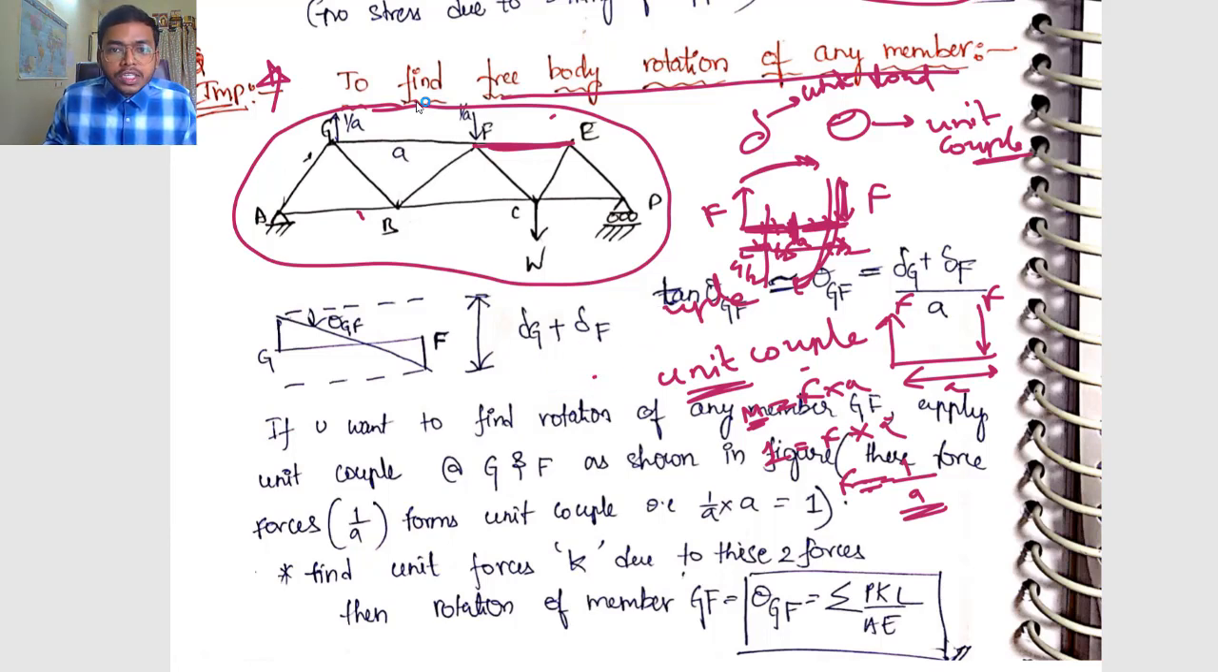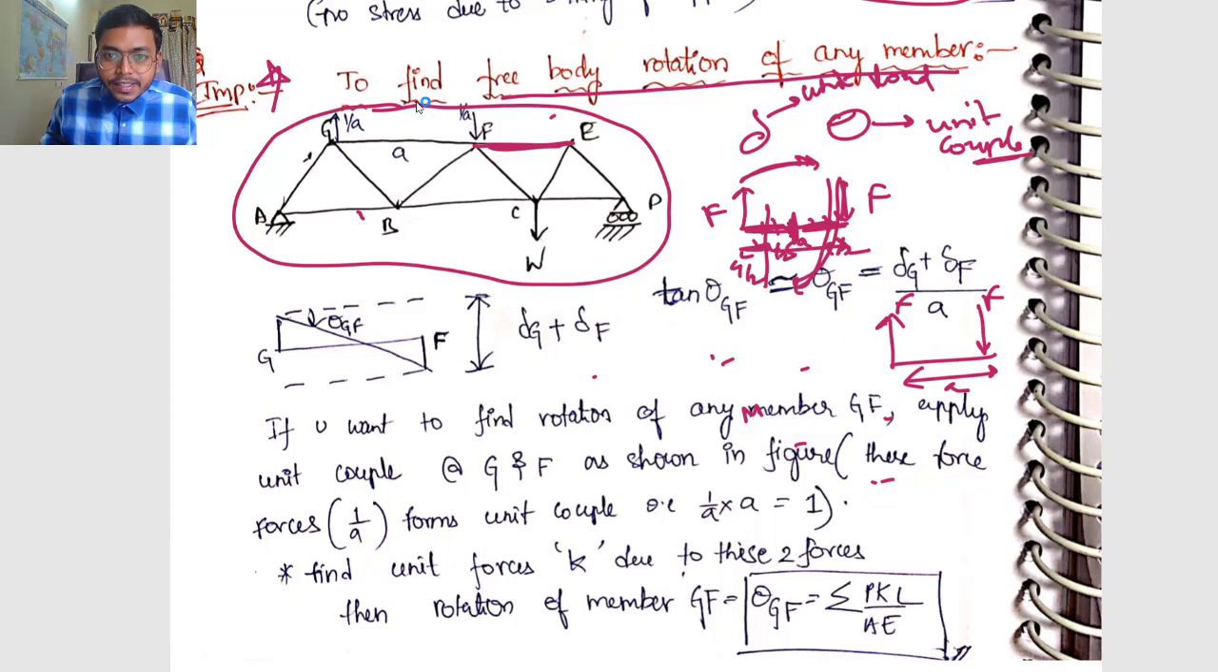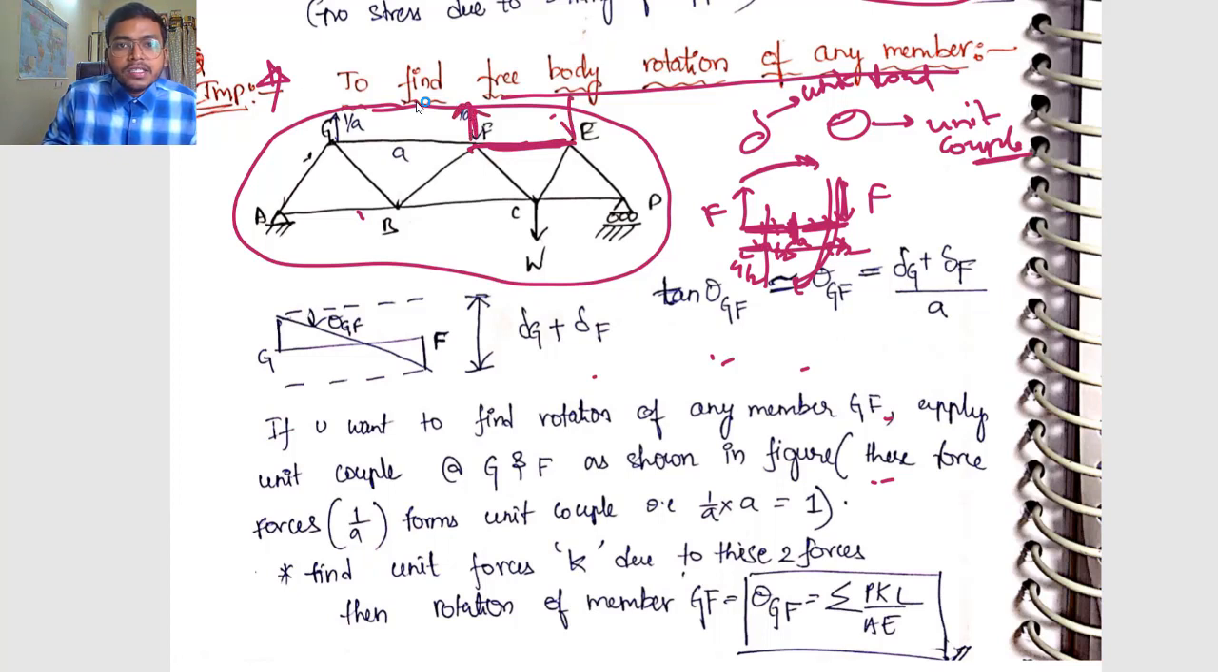If you want the rotation of the member EF, just give me a second, let me erase this. If you want unit rotation of this member EF, you have to apply a unit couple. If this distance is a, then apply 1 by a and 1 by a. Find k values for all the members simultaneously because of this loading condition, 1 by a at this joint and 1 by a at this joint. So you will get your k values, and again do sigma pkl by a, and you will get your rotation value.